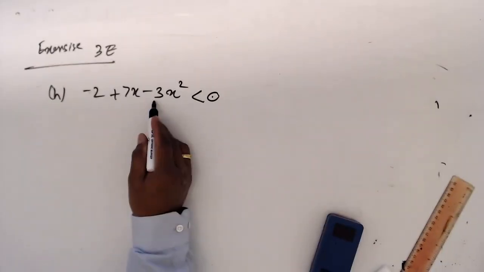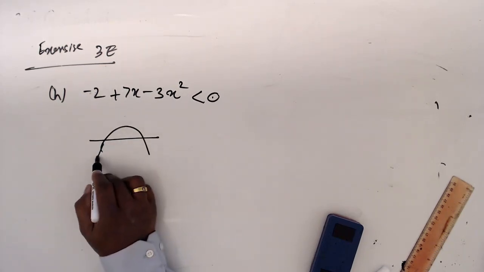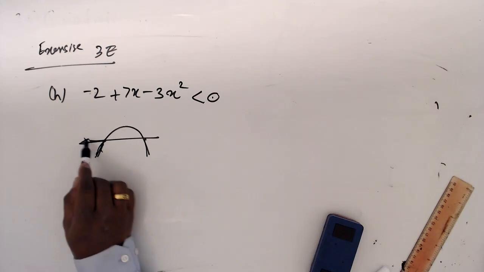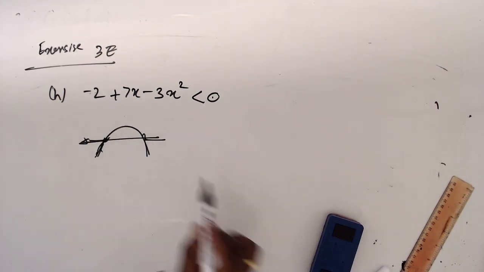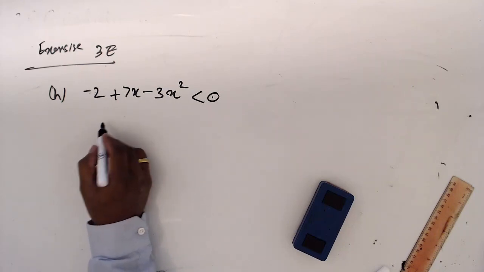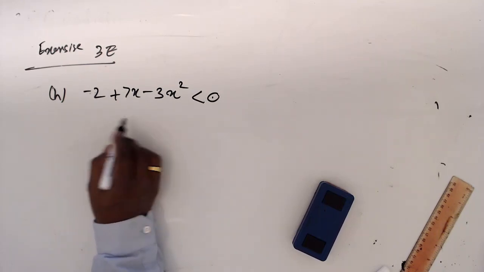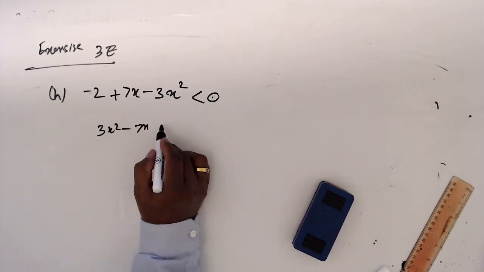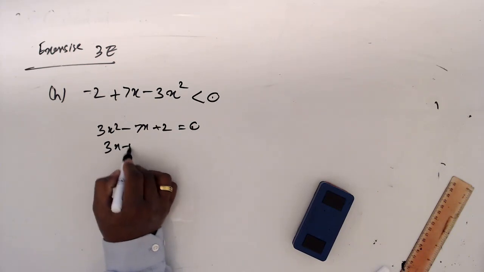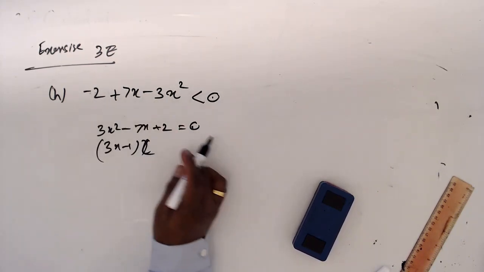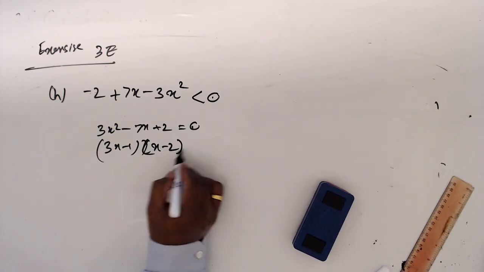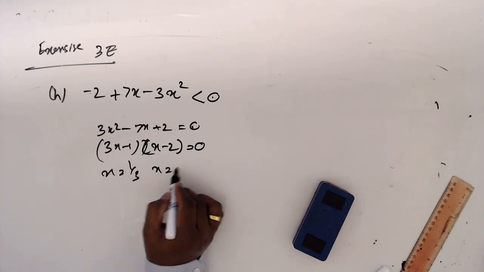We know that this is a negative value, max, less than 0. So this is the less than 0 area. Meaning in terms of x, these are the two areas we wanted. We need to find the roots and express the answer. So 3x squared minus 7x plus 2 equals 0. 3x minus 1, I multiply by minus to make it easier. So x equal 1/3 and x equal 2.